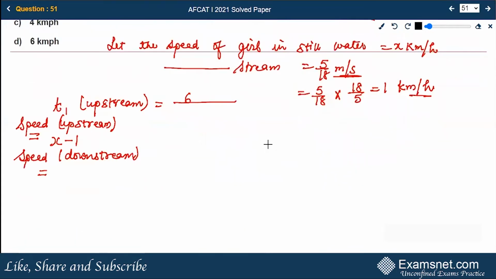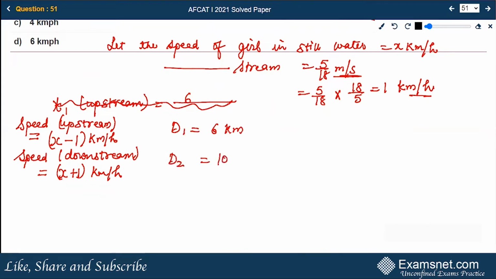So now when the girl is going downstream, the speed becomes x plus 1. In both cases, this is kilometer per hour, right? The distance, we will talk about it later. So the distance of upstream is given to you as 6 kilometers. The distance for the downstream that she traveled is 10 kilometers.